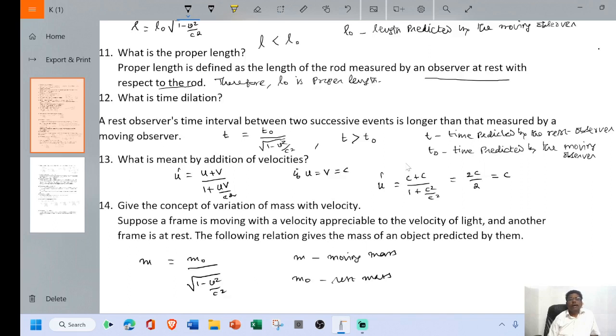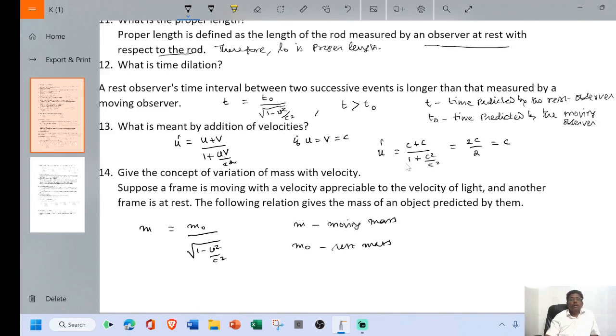What is meant by addition of velocities? u' = (u + v) / (1 + uv/c²) is the formula used to explain addition of velocities. Here if you replace u and v by the velocity of light, you get u' = c. This means that if you add anything to the velocity of light, we still get the velocity of light. So the velocity of light is the maximum attainable one.